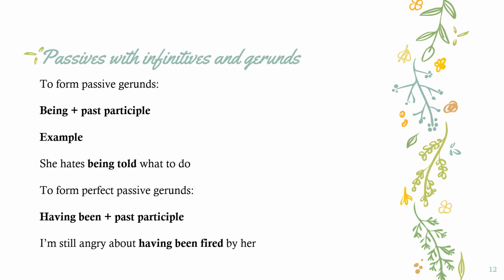Now moving to passives with gerunds. To form passive gerunds, we use being plus the past participle. An example, she hates being told what to do. To form perfect passive gerunds, we use having been plus past participle. Example, I am still angry about having been fired by her.